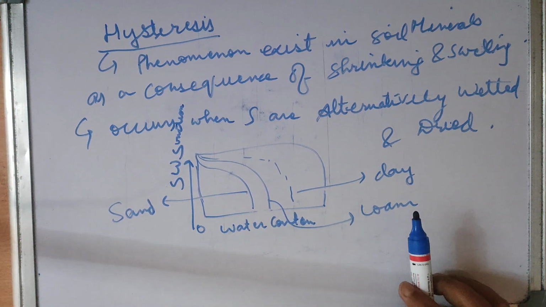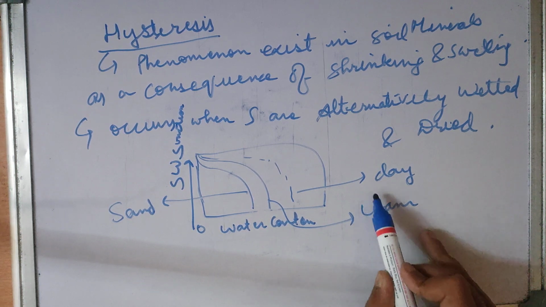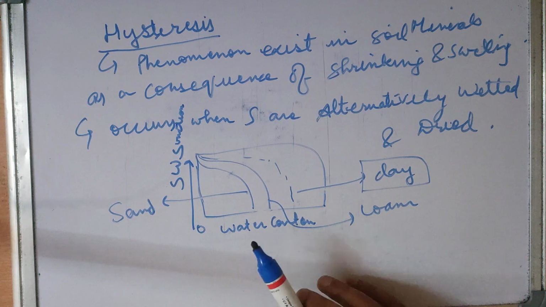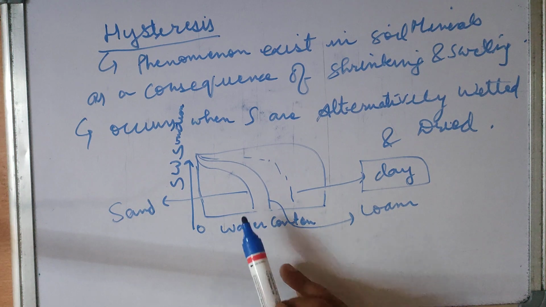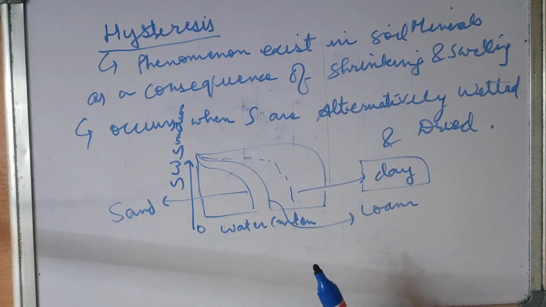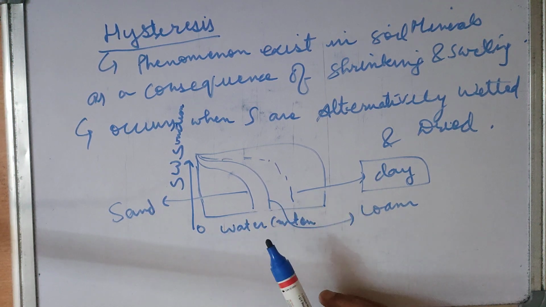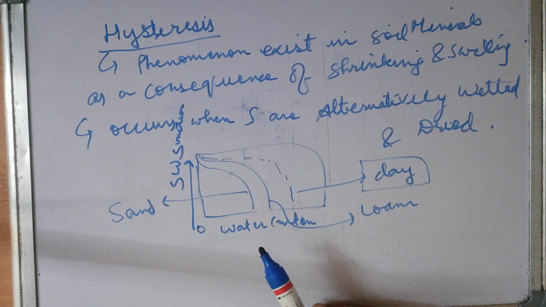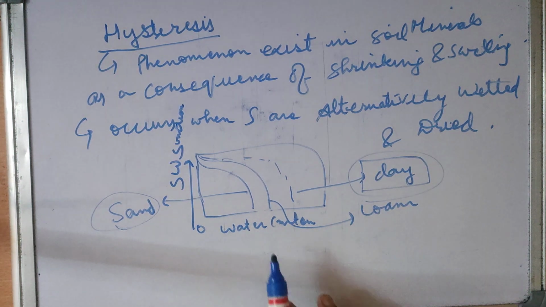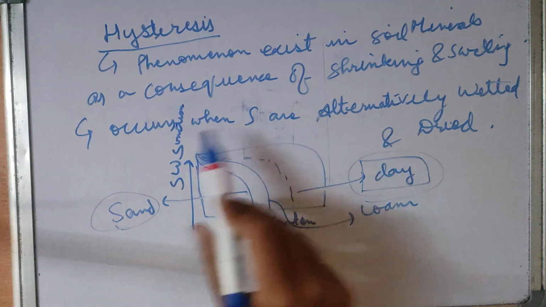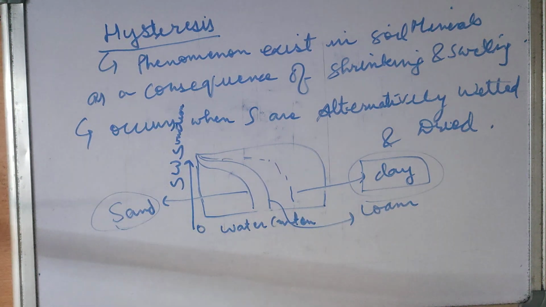So here the upper solid line is termed desorption curve, which develops due to drying of saturated soil. Here you can see clay has the highest hysteresis, whereas sand has the lowest hysteresis. This line is also known as Sorption curve, and this difference is due to presence of entrapped air in soil, because sand has more air as compared to clay. So you should understand, clay has the highest hysteresis and sand has the lower hysteresis.